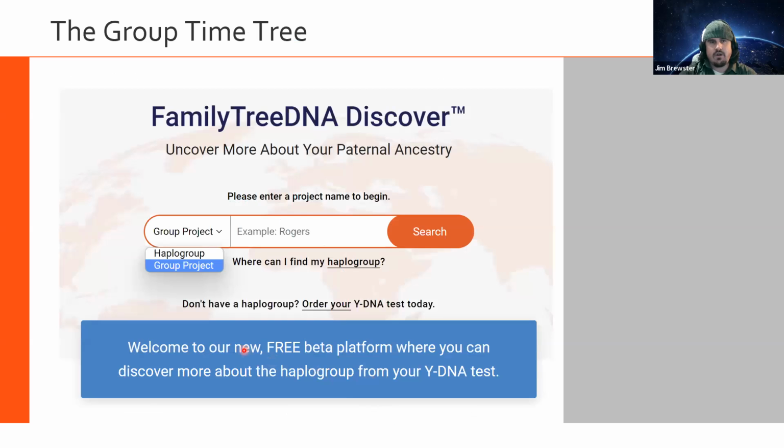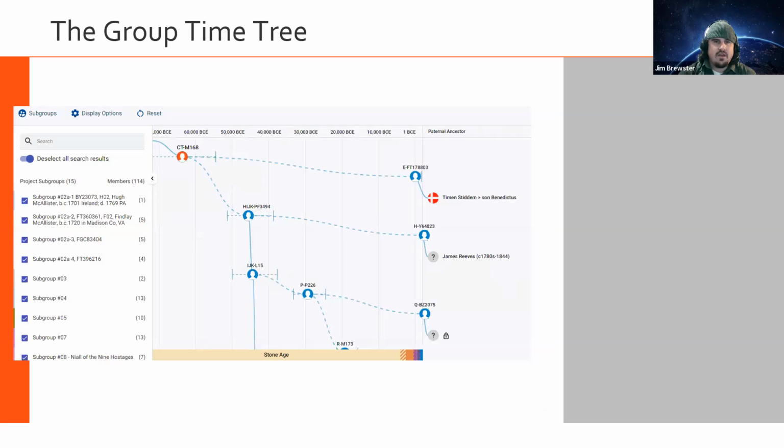So from this same Discover tool, if you click here where it has a haplogroup, you can instead select group project. And if that group project has made the results publicly available, then you'll be able to see everyone who is in the project. Because of privacy reasons, there are some projects that choose to make it private and you're not going to be able to see those. But in this example here are all of the people that are in this particular project.